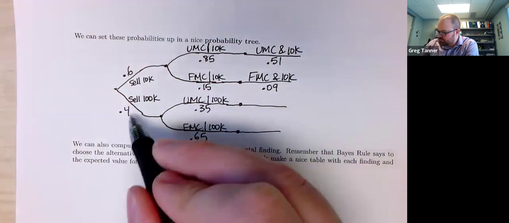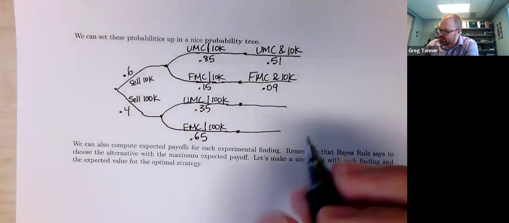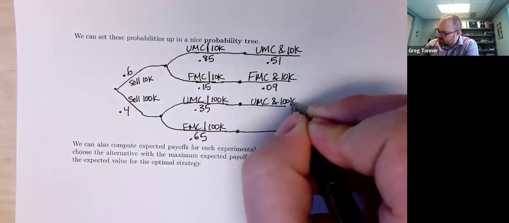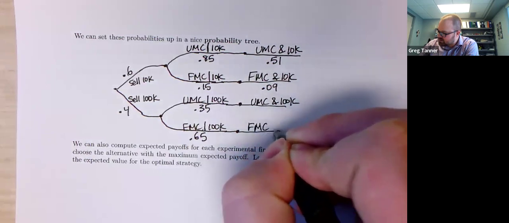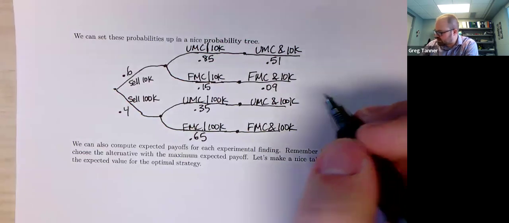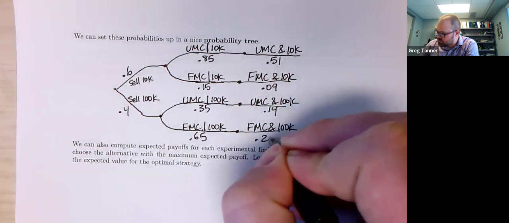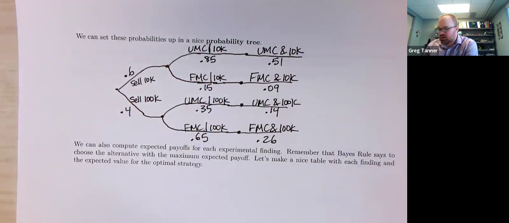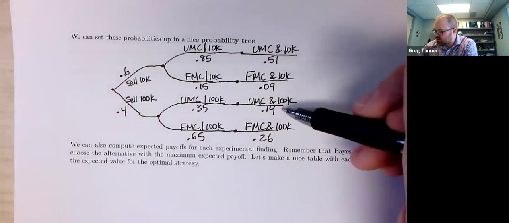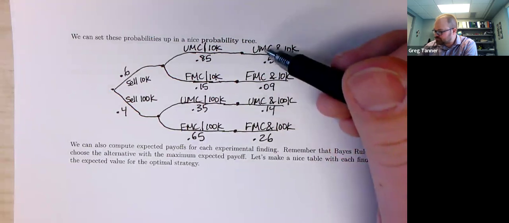And similarly, we're going to multiply down each of these. They'll turn conditional ones into joint probabilities with an "and". So UMC and 100K, and FMC and 100K. And multiplying each of these down along there, this will give us 0.14 and 0.26. Okay. Then you have to essentially find your matching joints that have the same finding.